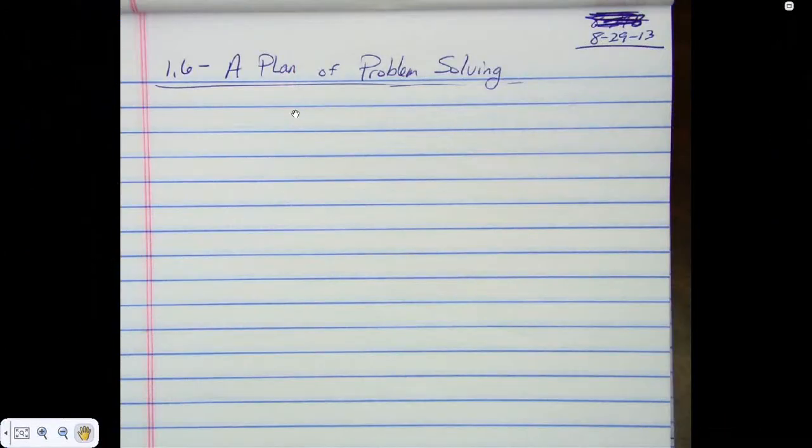Plan for problem solving. It's a good section.